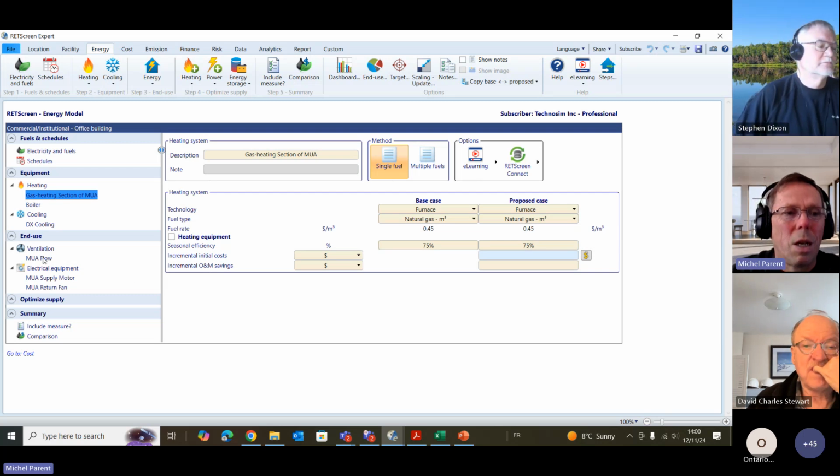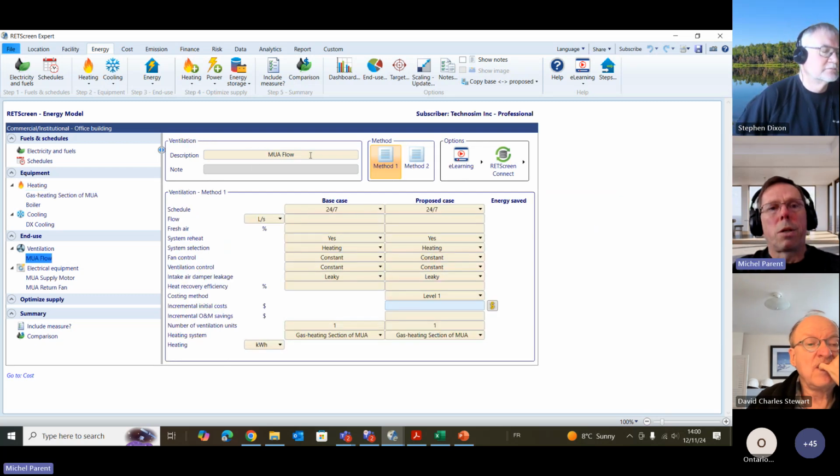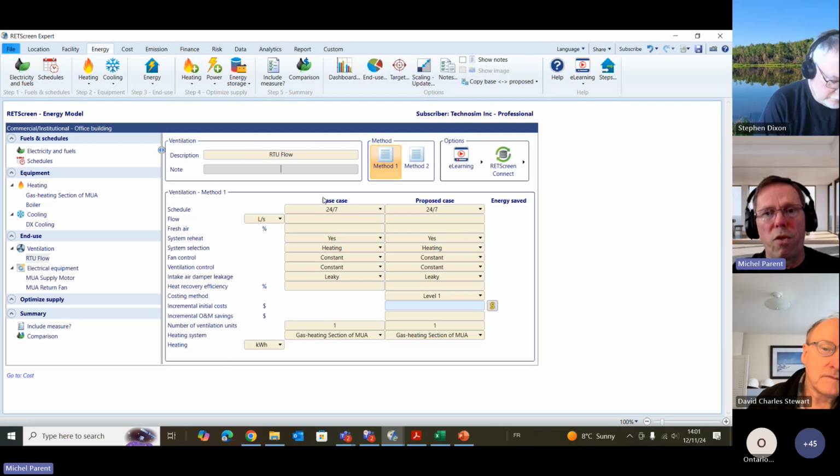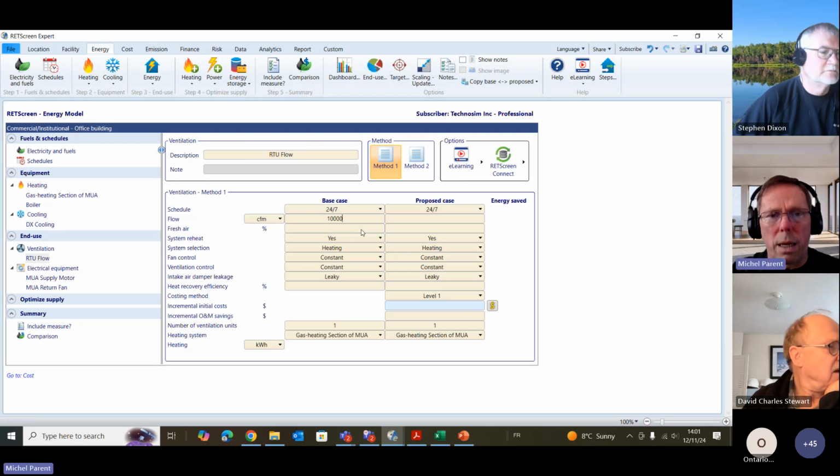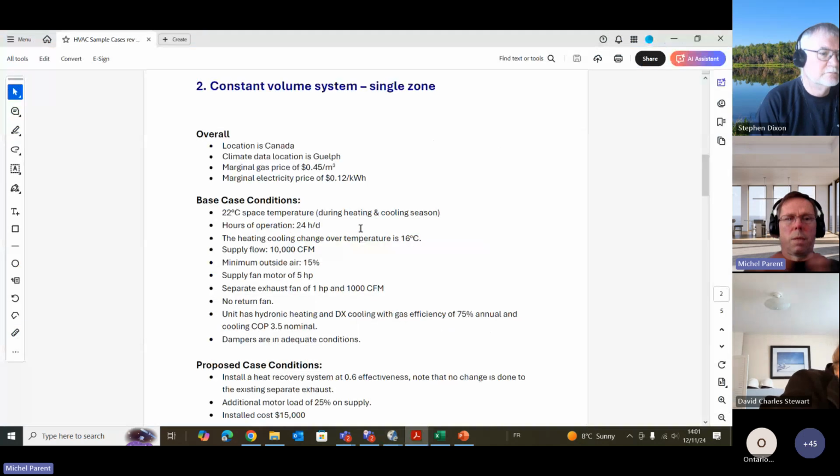Yeah. So now I go back here. I'm going to define that as my RTU flow. It's no longer a makeup air unit. It's a rooftop unit. It runs 24/7. We're going to define its actual flow, which is 10,000 CFM. Now, here there's a little trick.